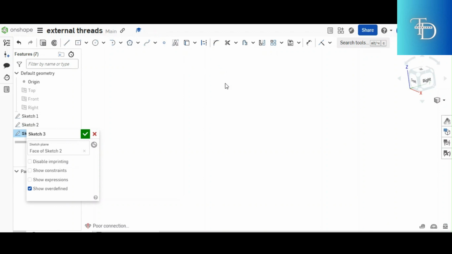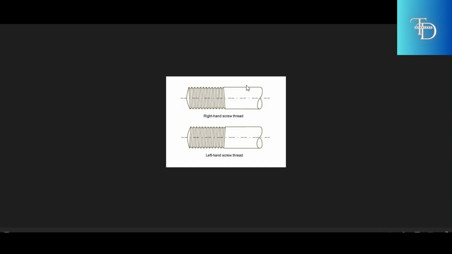So before diving deep into the V-thread, let's start by discussing the direction of the V-thread. Now we have two directions. We have a left hand V-thread and a right hand V screw thread. So now the direction goes like this. This one at the top is a right hand screw thread, and the one at the bottom is a left hand screw thread. So these are screw threads.